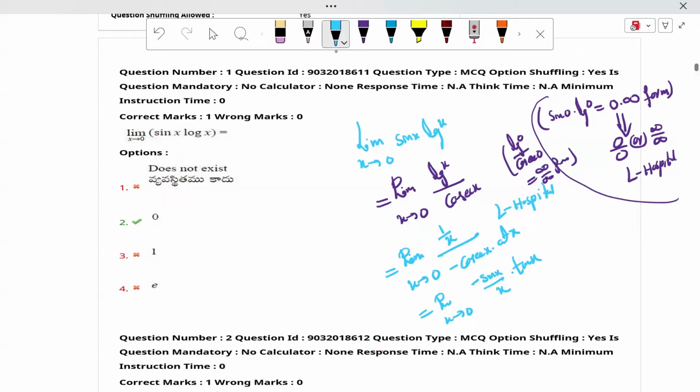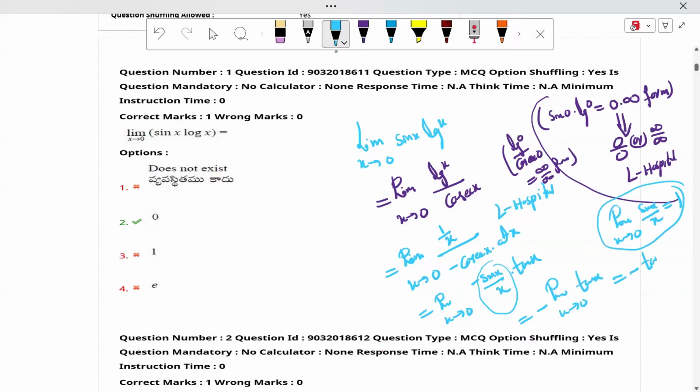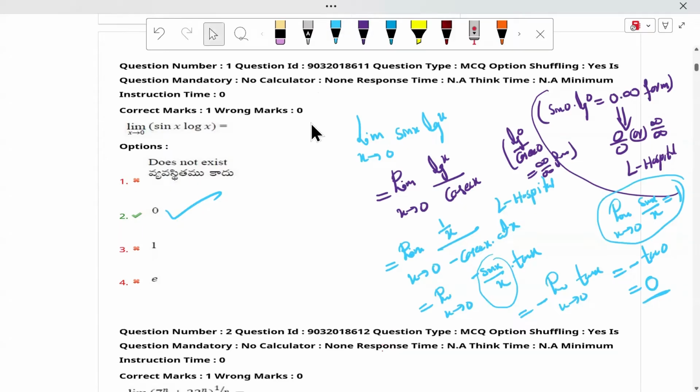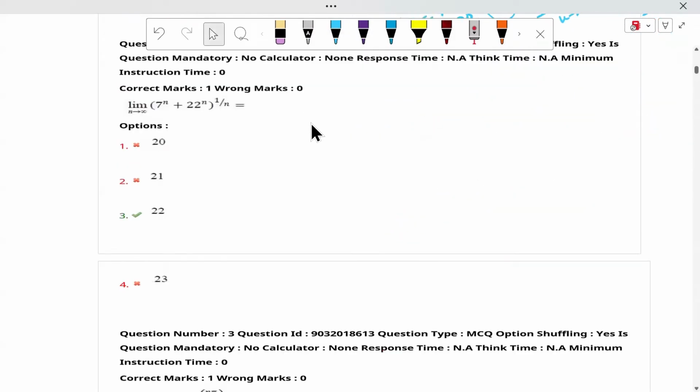We know that limit x approach to 0 of sin x by x value is 1. So this value is 1. It is nothing but minus limit x approach to 0 of tan x, so it is minus tan 0 value. Tan 0 is 0. Finally the value is 0, which is the right answer. Option 2 is the right answer.